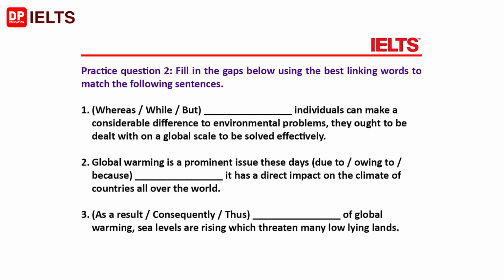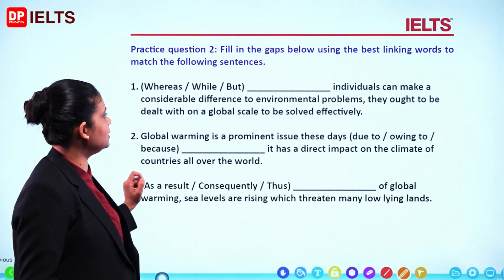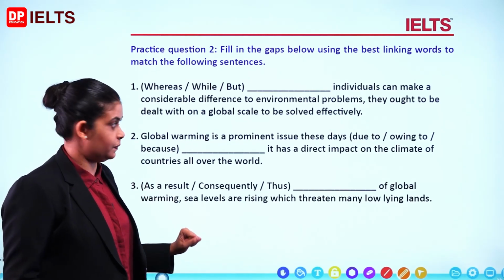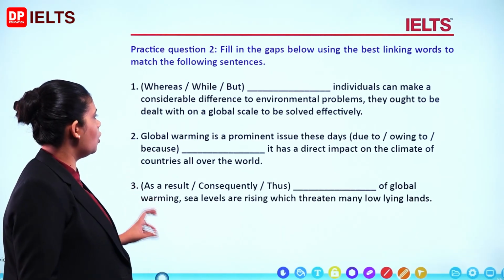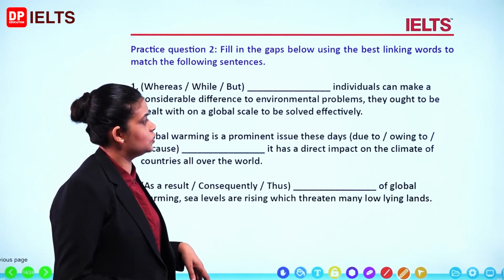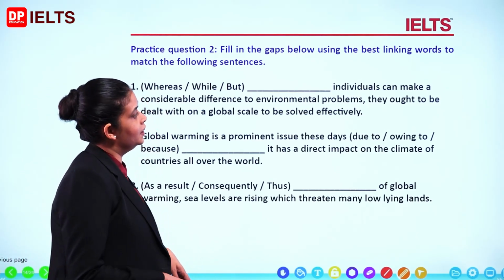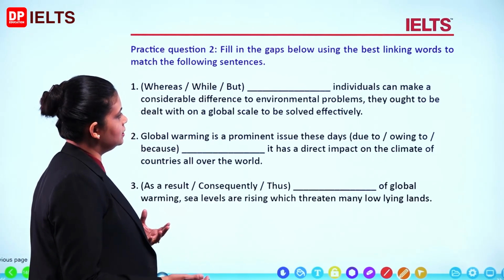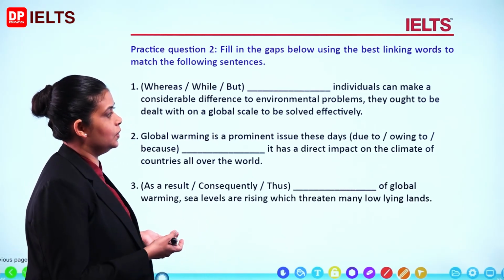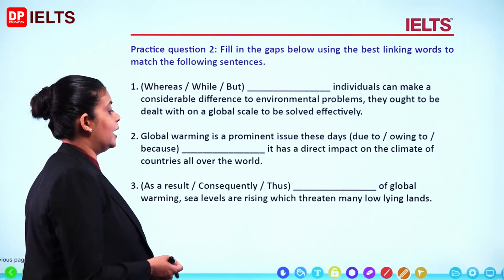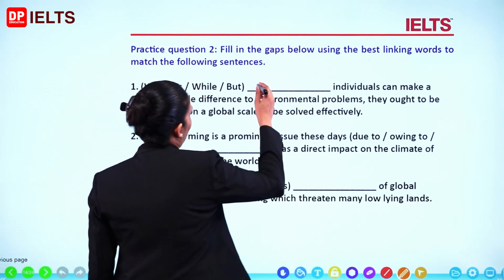Whereas or while or but, individuals can make a considerable difference to environmental problems. They ought to be dealt with on a global scale to be solved effectively, right? So seems like not but, because it's not a different view. But while they are doing this, they also need to do that. So I would say for this one, while.